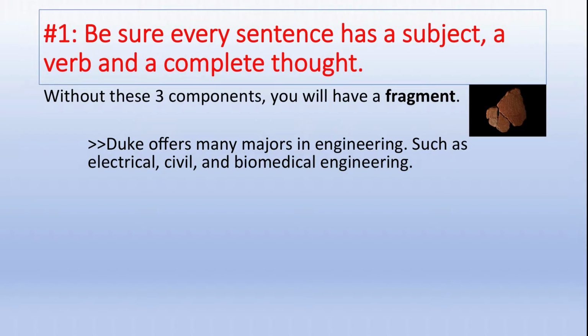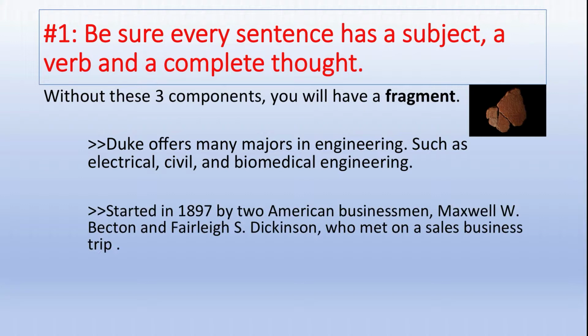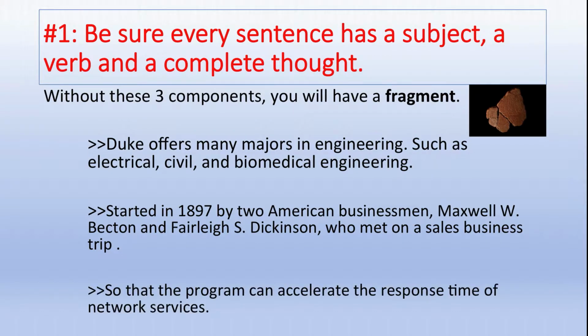The second part of this sentence, such as electrical, civil, and biomedical engineering, lacks a verb and complete thought. The second sentence is also missing a verb and a complete thought. Take a look at the next one, so that the program can accelerate the response time of network services. This one is missing a complete thought.